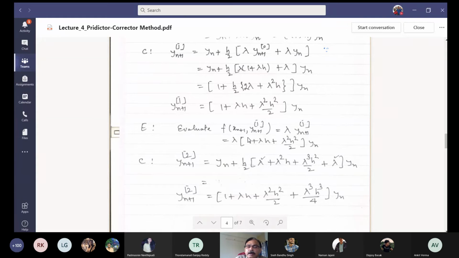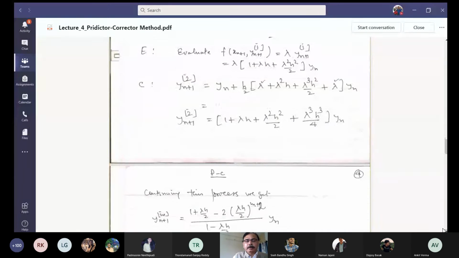And then the yn plus 1 1 value will be your lambda into this quantity, means lambda plus lambda square h plus lambda, previous evaluation, you just see, it is your lambda cube h square divided by 2. So this is what is written, lambda cube h square divided by 2. So if we rewrite it, yn plus 1 2 will be 1 plus lambda h plus lambda square h square by 2 plus lambda cube h cube by 4. Is that clear? Yes. Okay.